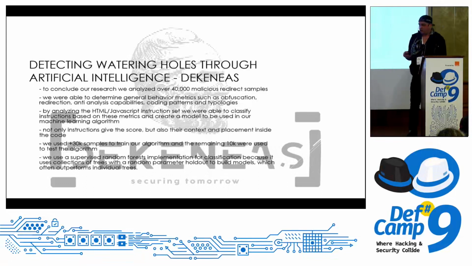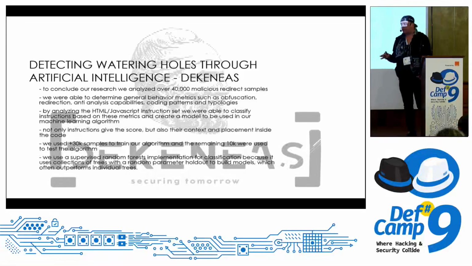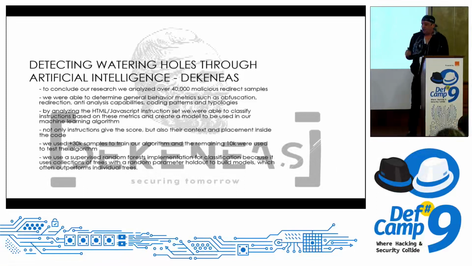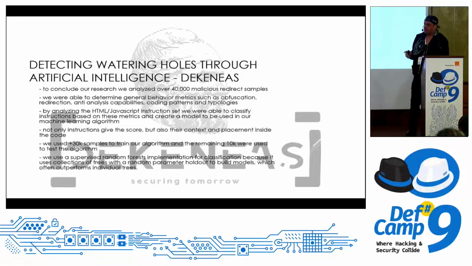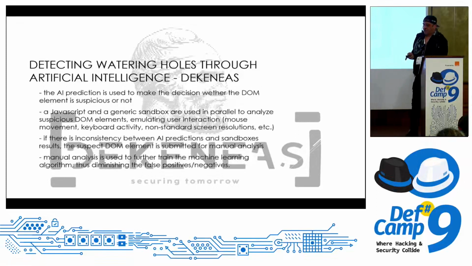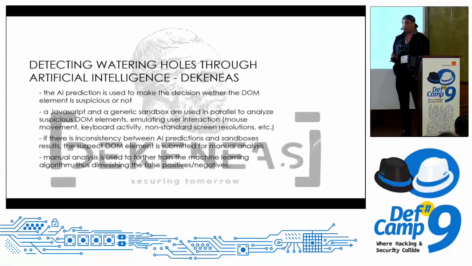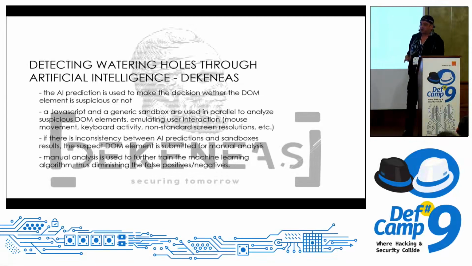In order to give a better idea and a better training to our algorithm, we used 30,000 samples to train our algorithm, and the remaining 10,000 were used to test the algorithm. We use a supervised random forest implementation for classification because it uses a collection of trees with a random parameter holdout to build models, which very often outperforms individual trees. And the artificial intelligence prediction is used to make the decision whether the DOM element is suspicious or not.